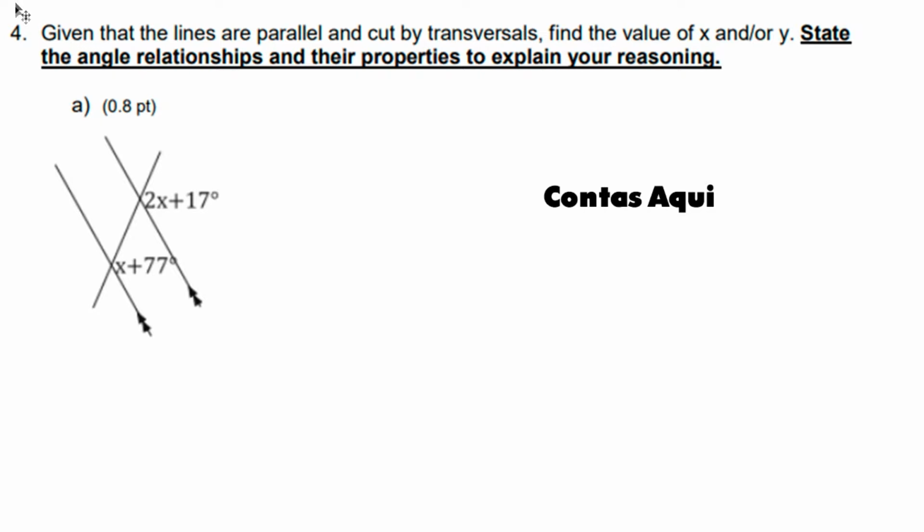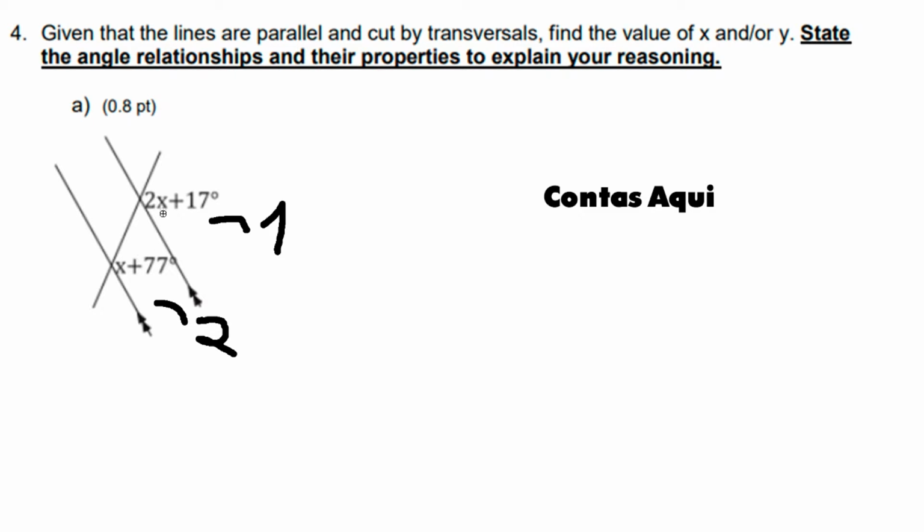These questions will be a little bit more complex and difficult, but it's gonna be worth it, okay? So given that the lines are parallel and cut by transversals, find the value of x and or y. State the angle relationships and their properties to explain your reasoning. So our first one is this one. We want to start naming each one of the angles. This one I'm gonna call angle 1 and this one will be angle 2.